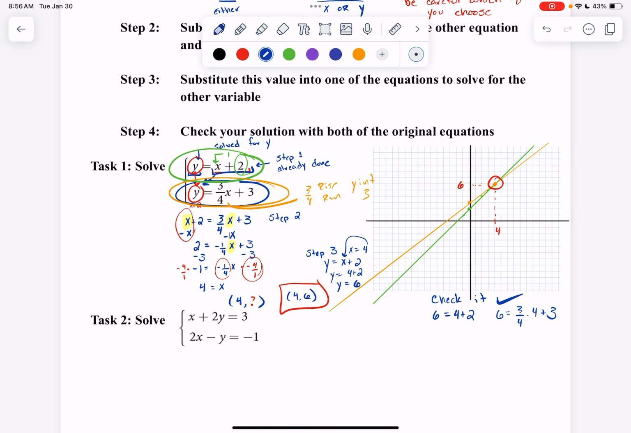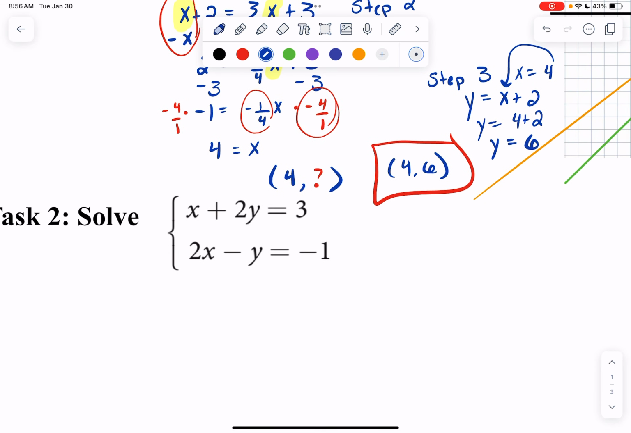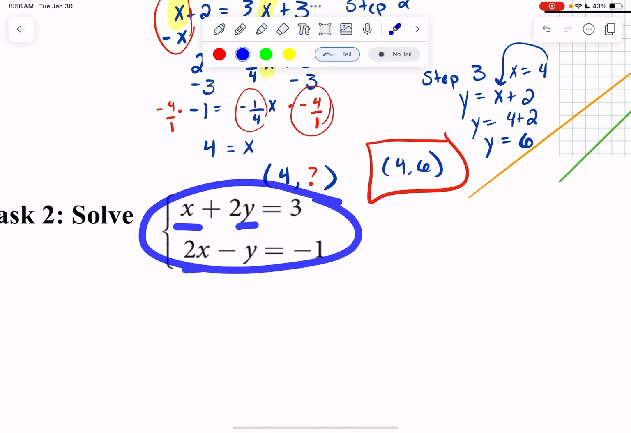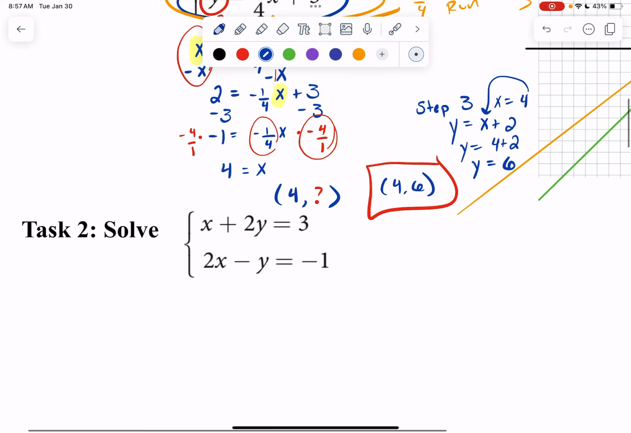In some cases, it doesn't. This next one would be hard to graph because first and foremost, it's not y equals mx plus b. Neither of these have the really nice y equals mx plus b. We have x plus 2y, 2x minus y. They're not very nice. So we're going to go ahead and solve these using substitution.